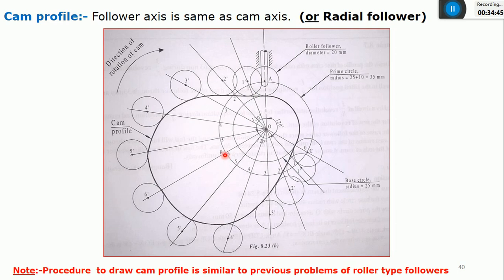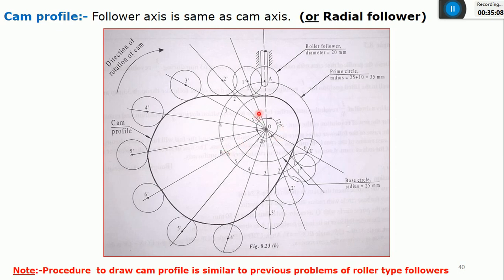In a similar manner, I'll divide this return stroke also, that is BOC, into 6 equal parts with respect to the prime circle between point B and point C. That is 6, 5, 4, 3, 2, 1, 0. Here the sixth point will be common to both outward and return stroke because that is the dwell.